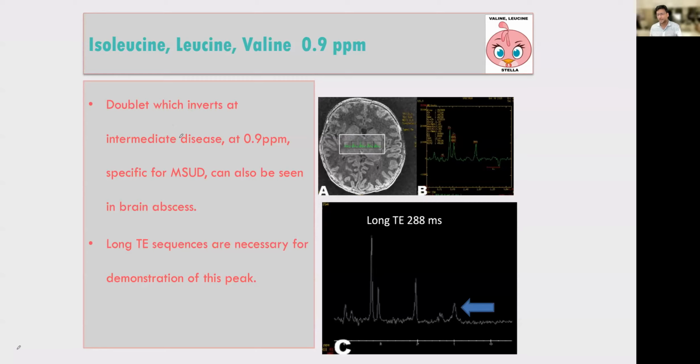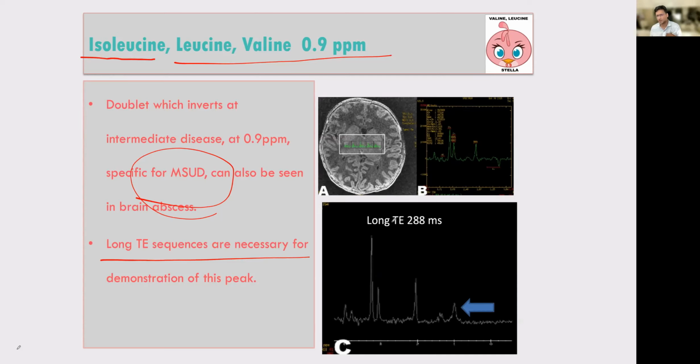This is a child who was very sick after the 9th day of birth, and they got this patient for an MRI. The MRI showed classical swollen thalami bilaterally, cerebellum, and everything. We have seen this typical diffusion restriction pattern in maple syrup urine disease. In maple syrup urine disease, we get these short chain amino acid peaks, so definitely we need long TE sequences to diagnose.